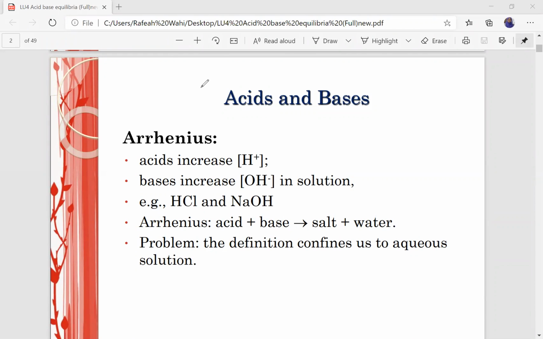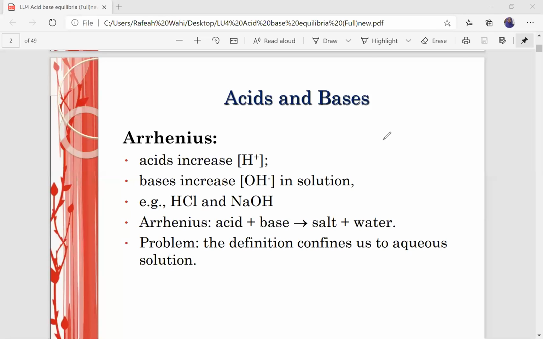Right. According to the Arrhenius definition, an acid is something that increases the H plus concentration in a solution, while a base is something that can increase the hydroxide ion concentration in a solution. An example of an acid is hydrochloric acid, and an example of a base is sodium hydroxide. I believe you have encountered many situations where you need to use HCl as an acid and NaOH as a base.